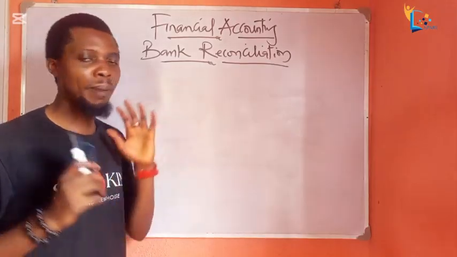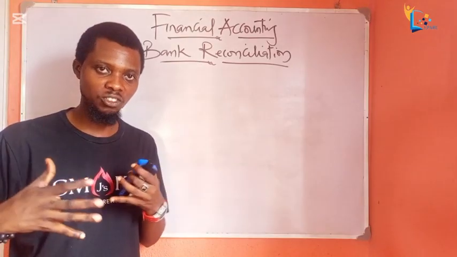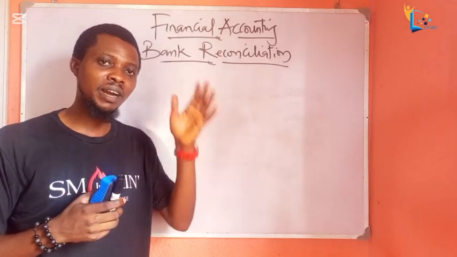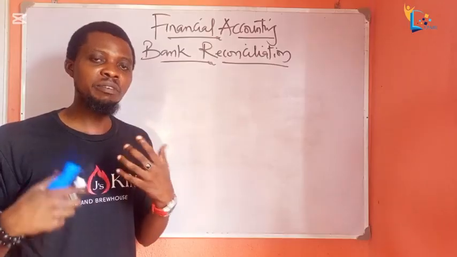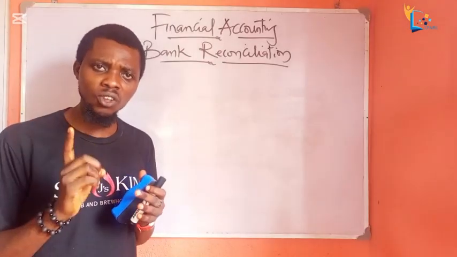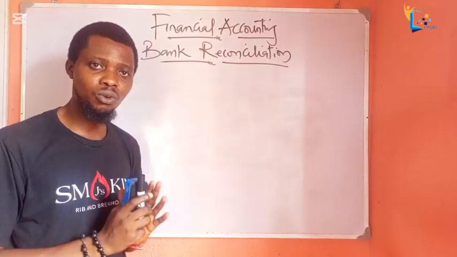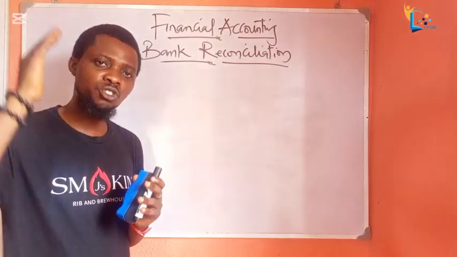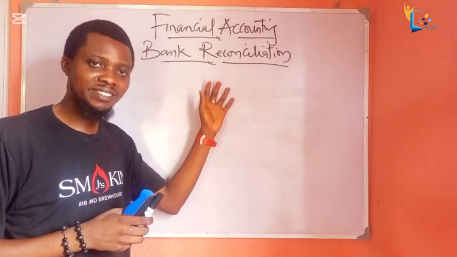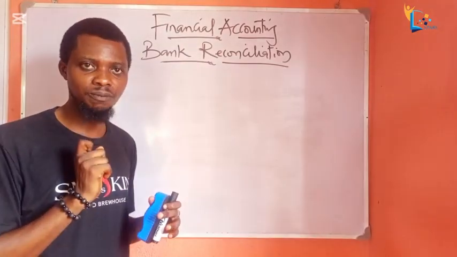Now, when we talk about bank reconciliation, we're talking about making the bank column of the cash book and the bank statement agree. We are trying to reconcile the bank statement and the cash book. There must be factors that may have caused the differences between these two accounts, because all things being equal, the entries in the bank column of the cash book are supposed to be the same as the entries in the bank statement. If the cash book balance is 500, we're supposed to have 500 in the bank statement.